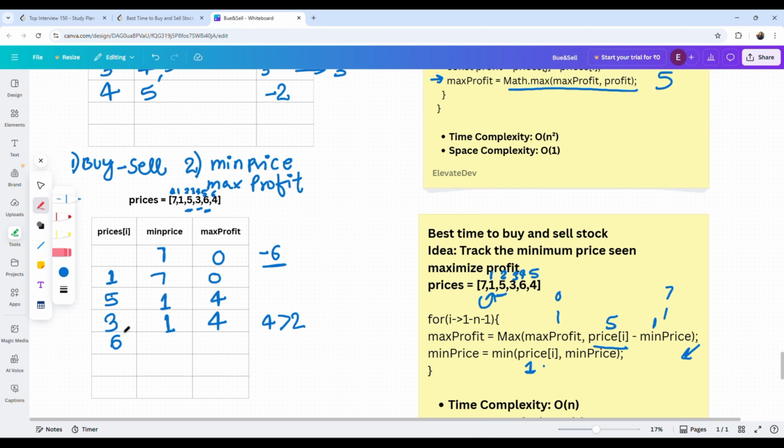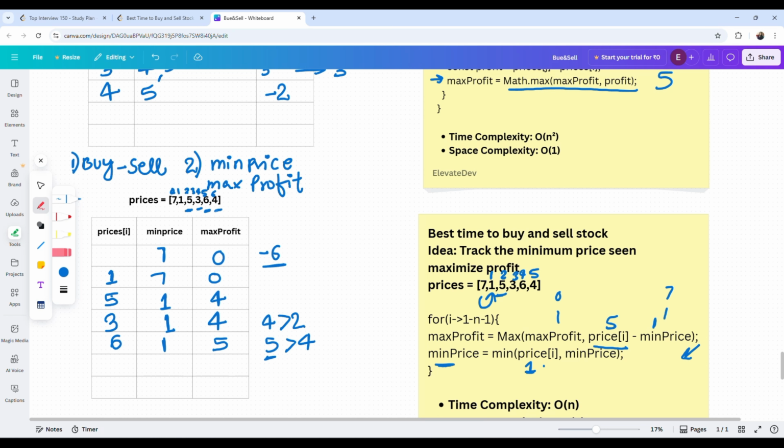Now calculate the profit. 6 is the selling price, 1 is the buying price. 6 minus 1 is 5, and 5 is greater than 4. So we had maximum profit 4 so far, and now we have made 5. So 5 is going to get updated. The maximum profit is going to get updated. Minimum price is not going to get updated, because we have 1 as minimum price so far, and 6 is greater.